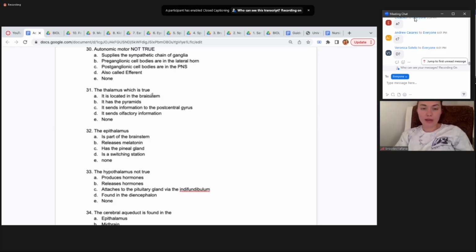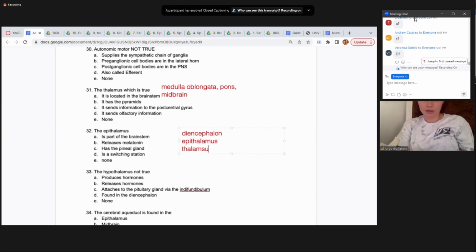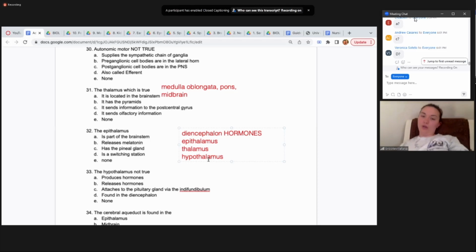Okay, so we know that the thalamus is not located in the brainstem, right? The brainstem has the medulla oblongata, it has the pons, and it has the midbrain. So that's the brainstem. So we're going to take that off of where the thalamus is. The thalamus is part of the diencephalon, right? The diencephalon has the epithalamus, thalamus, and hypothalamus. For diencephalon, you can just think of hormones. It's a really easy way to remember diencephalon. Think of hormones, and then H, hypothalamus, has hormones. Diencephalon has all the thalamus guys in there, versus brainstem has the midbrain, pons, and medulla oblongata.